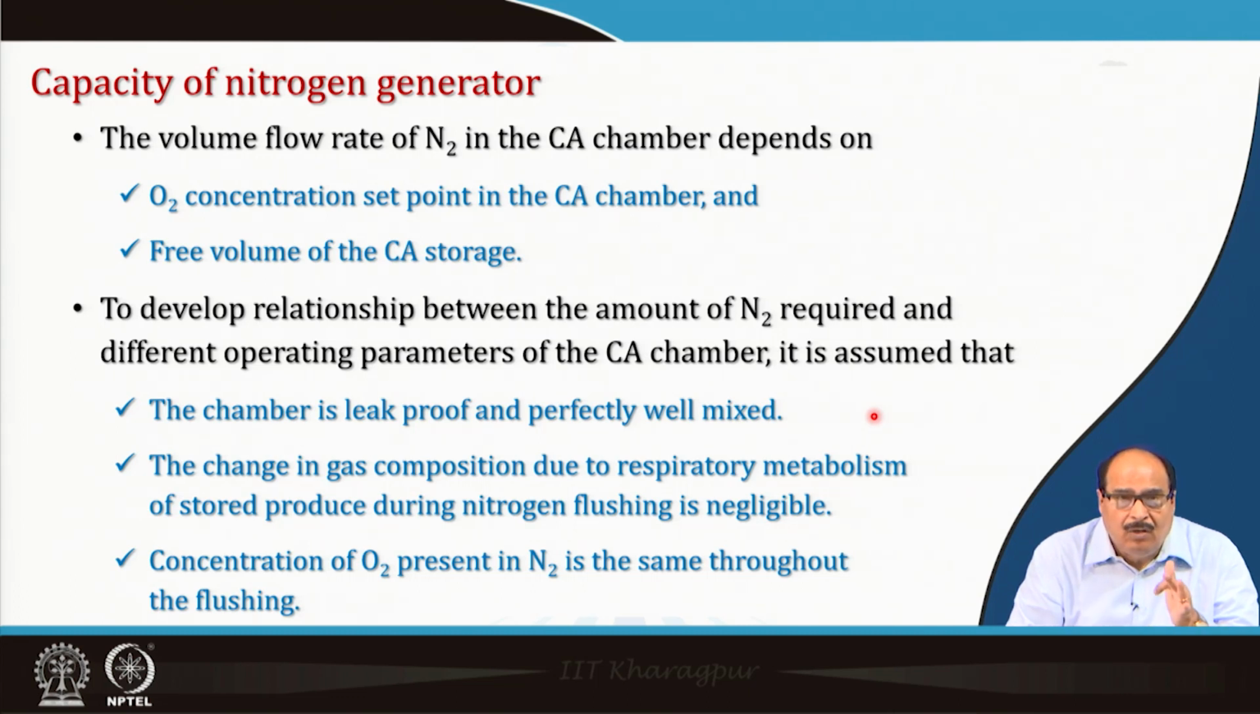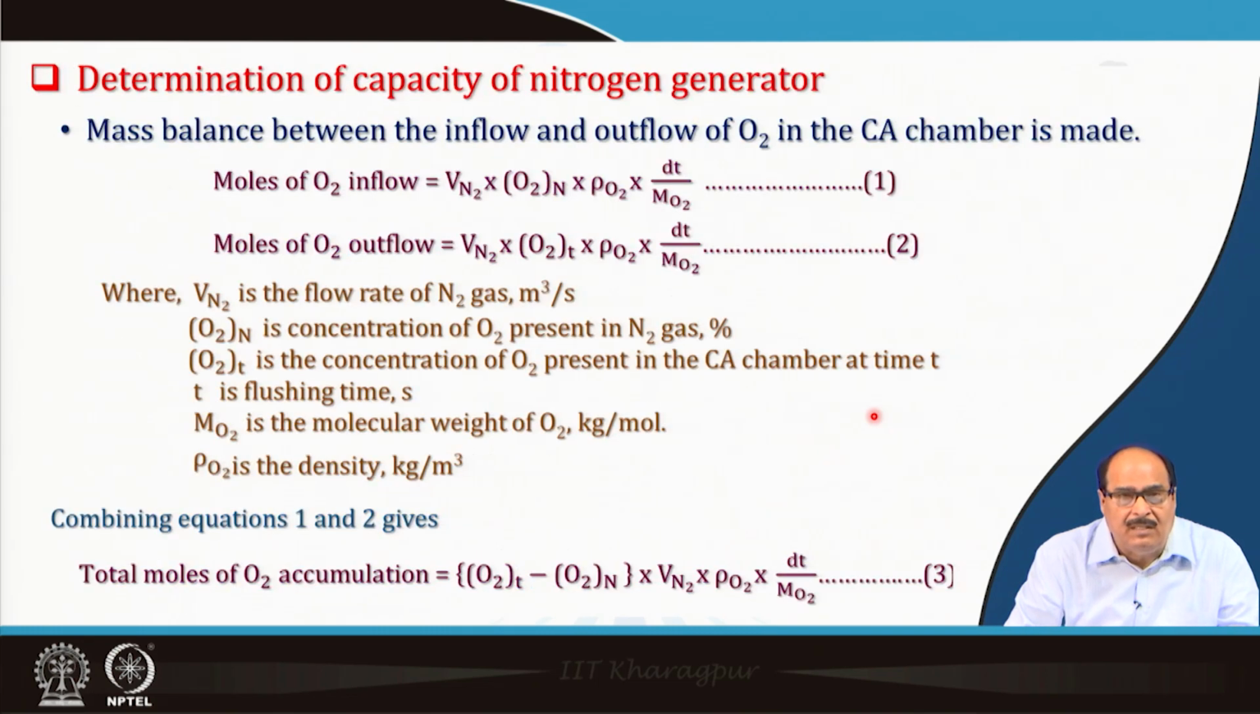Then also another assumption is that the change in gas composition due to respiratory metabolism of stored produce during nitrogen flushing is negligible, and the concentration of oxygen present in nitrogen is the same throughout the flushing period. So, these are the important assumptions, and based on this the capacity of the nitrogen generator is decided.